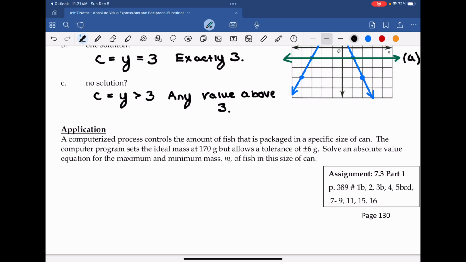And they want to program it such that it has a certain tolerance. The ideal mass that they want to accept is 170. So 170 would be like the perfect product. But the machine is programmed so that it can accept either plus minus 6 grams from that 170 that they're ideally trying to aim for. Solve for the absolute value equation and then figure out what this minimum and maximum are given for the mass of the fish of this size of can.